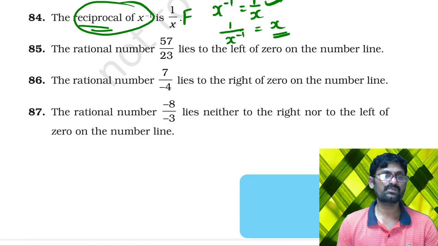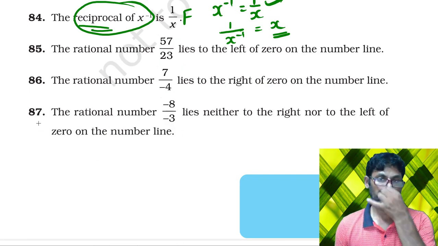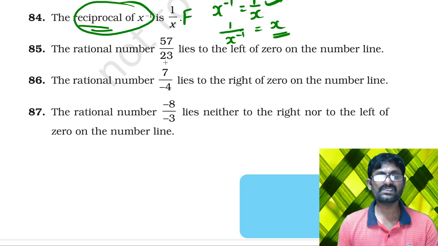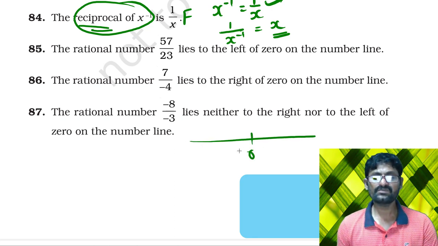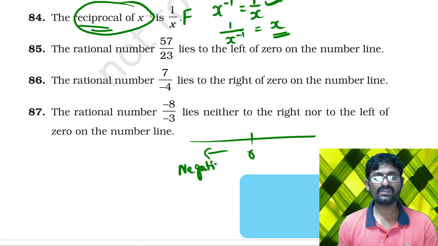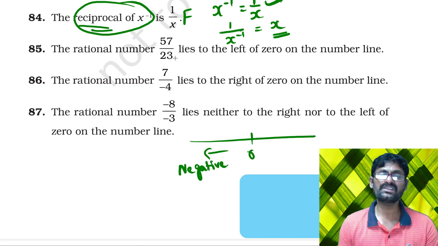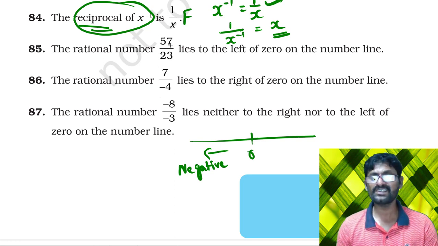Now let us go to the next problem, the 85th problem. The rational number 57 by 23 lies to the left of 0 on the number line. If you take the number line, to the left of 0 there will be negative numbers. But 57 by 23 is a positive number, so it will be on the right side of 0 on the number line. So this is a false statement.